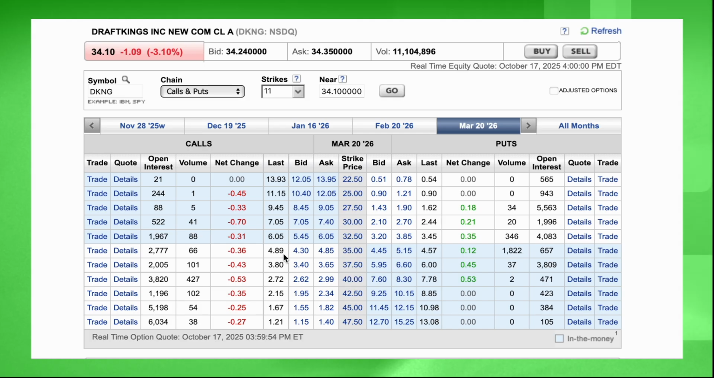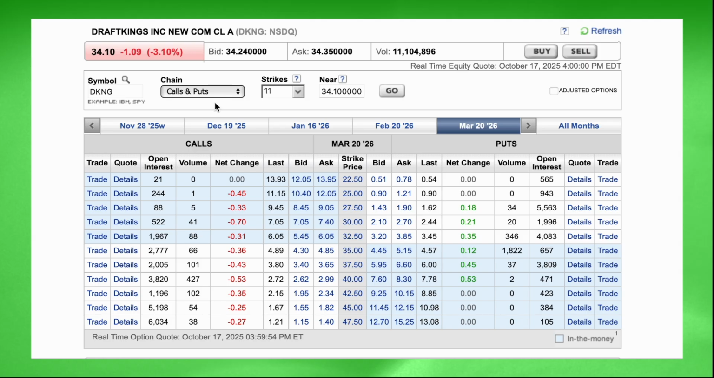And now we see that instead of 82 cents, which was with Fubo, we see $4.89. And a very easy way to look at this and not get confused is to just get rid of the decimal point, because that decimal point really confused me in the beginning. So just look at it without the decimal point. So what do we see? We see $4.89 for the $35 strike price for March 20th, 2026.